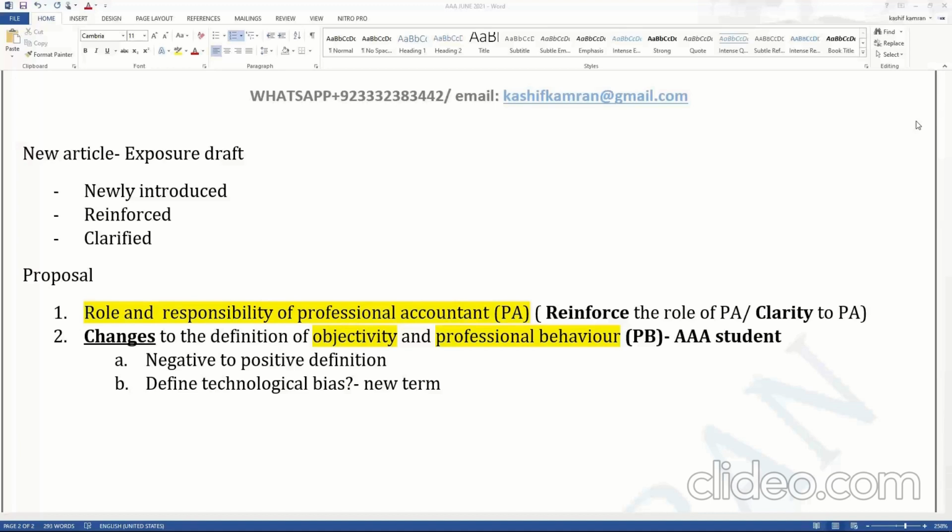Right, whenever the examiner asks anything on the exposure draft, he will refer to the exposure draft in the requirement. He will say, as per the new exposure draft, something like that, and he will ask you something. So if the examiner asks you something about the exposure draft, then you will quote the exposure draft and reproduce the knowledge of the exposure draft, right? So the auditor should be free from bias in order to be objective.